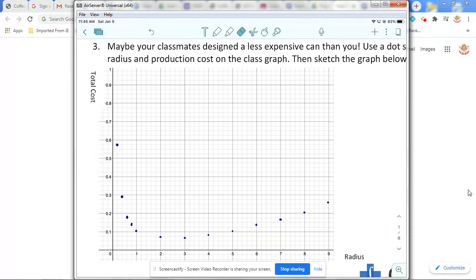All right, so this graph represents the cost of producing a can that will hold about 365 ounces based on the radius. And so we're actually going to find the equation for this graph, and then we're going to find the minimum cost. So it looks like a can with a radius somewhere between 2 and 3 would be the cheapest can to produce. So we're going to figure that out.